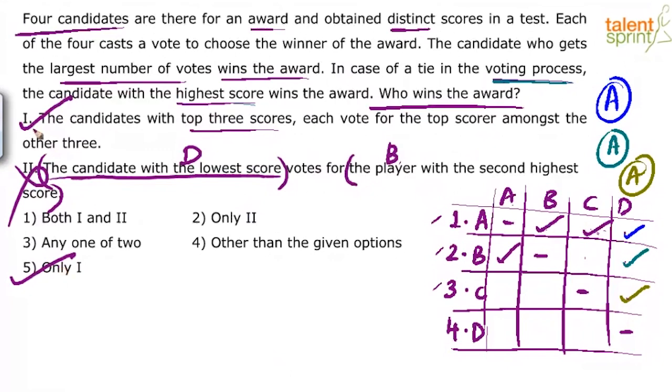When do we go for combination? When do we use the data on both the statements together? If and only if individually the statements fail to give the answer. Let's say 1 fails and 2 also fails. Then we will combine the data and see if the combination gives us the answer or not. But here, independently 1 gives the answer, 2 doesn't give the answer. So only 1 is sufficient. Option 5 is the final answer to this question.